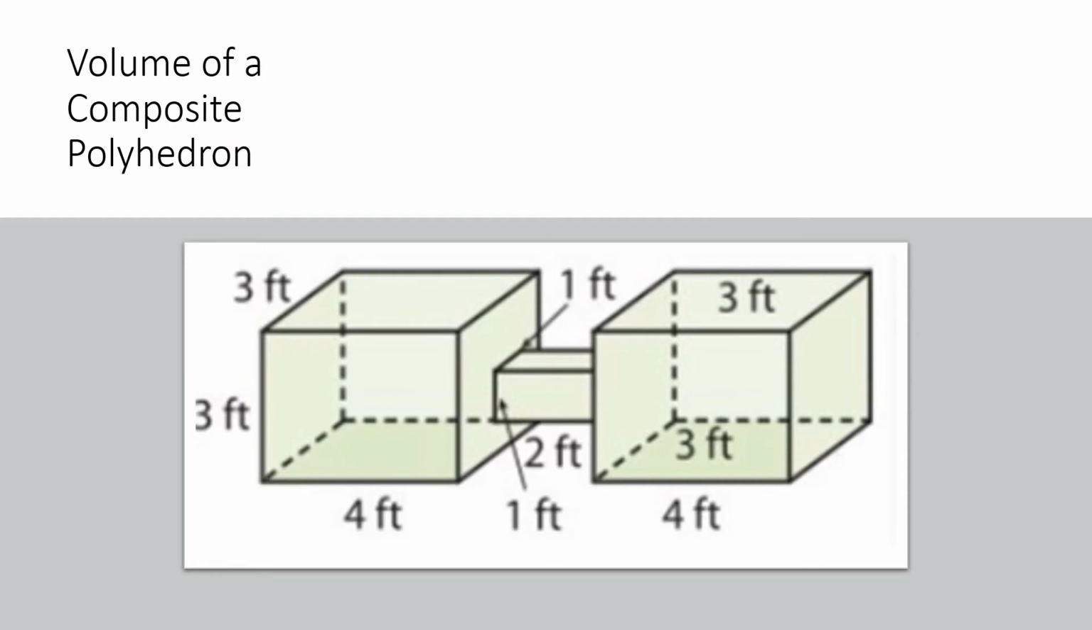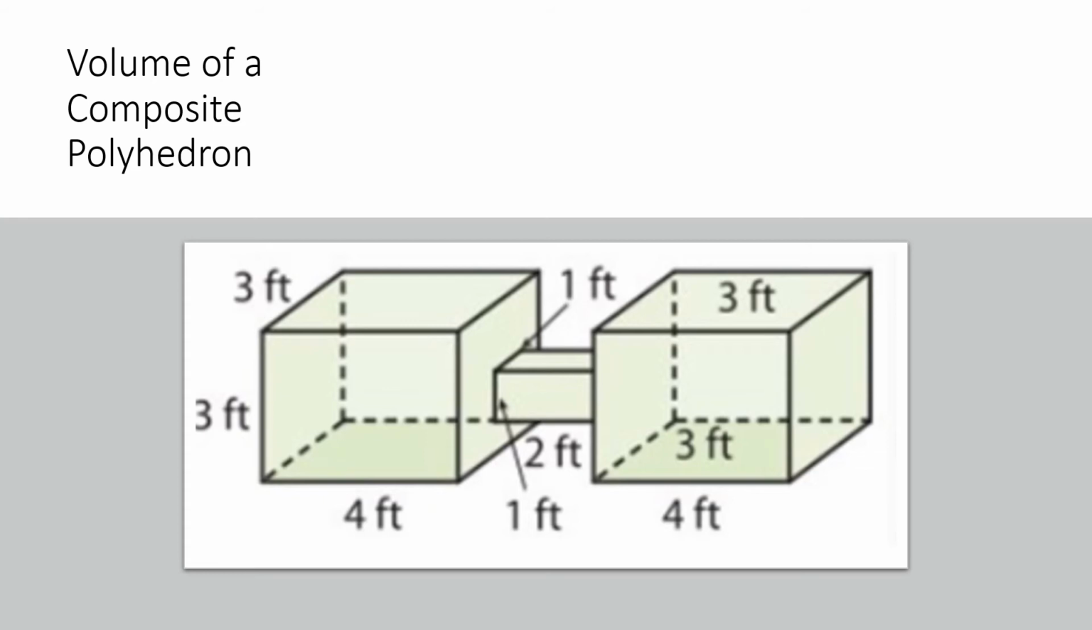Okay, so let's look at our second objective for this first lesson, and that is to find the volume of a composite polyhedron. If you recall from last lesson, we talked about the idea of something being composite, being made up of more than one thing. So if you look at this shape down here, you can see we have multiple three-dimensional shapes making up this larger shape. So I've got to observe some things first.